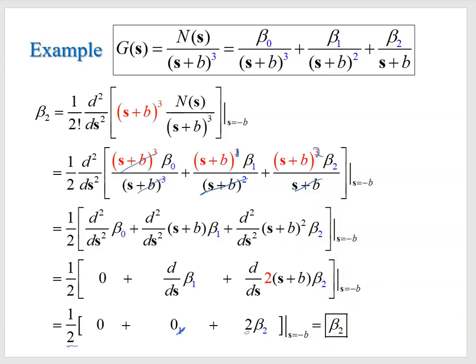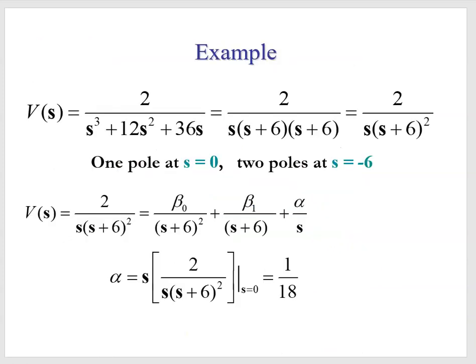So that's why this derivative twist works. If we look at an example here where we have a voltage function that's 2 over s cubed plus 12s squared plus 36s, well, we can factor out the s, and then we can factor (s plus 6) times (s plus 6), because we have s squared plus 12s plus 36. So we have 2 divided by s times (s plus 6) to the power of 2. We have a pole at s equal to 0, and we have 2 poles at s equal to negative 6. We always want to know where the poles of our function are.